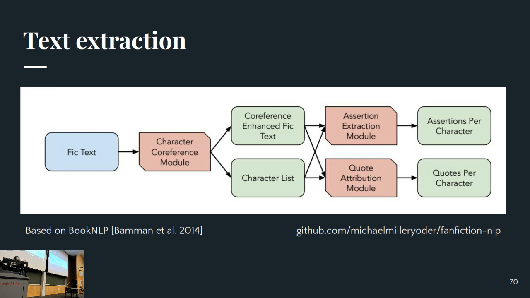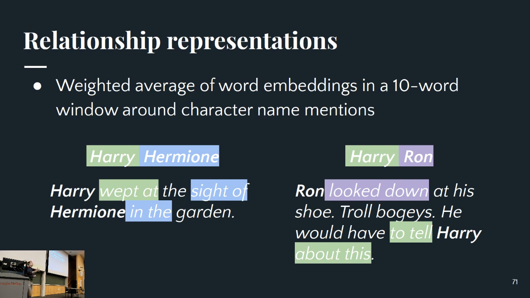So now we have some features we can go with for these characters. And then for the relationship representations, we want a particular representation in embedding space for different characters and relationships. So the way we do that is we take a weighted average of word embeddings around character name mentions. And we actually don't use the character name here because we don't want the machine to learn specific things about specific characters, but rather about the contexts in which fan fiction authors are changing the relationship.